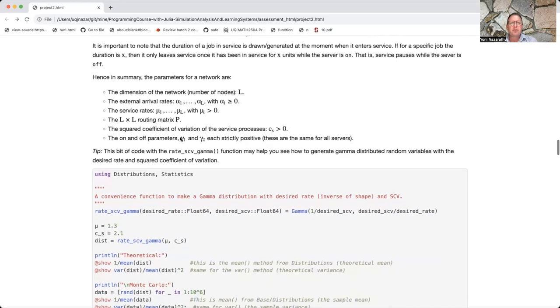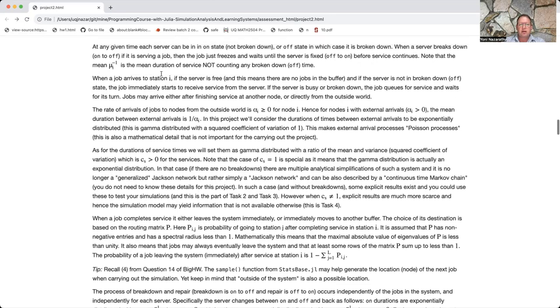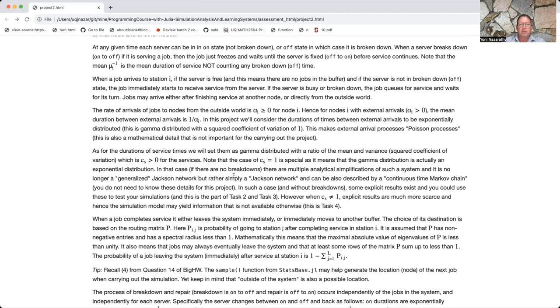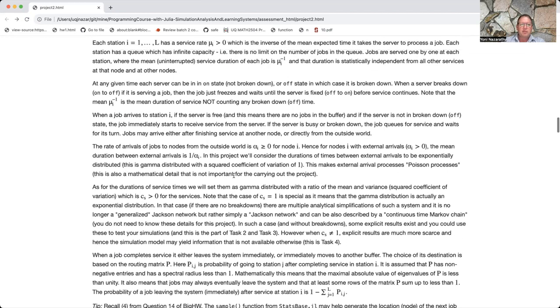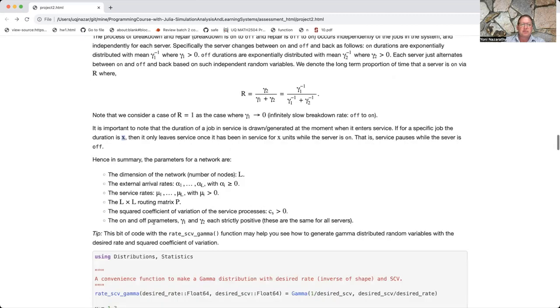It's also important to know that the duration of a job in service is drawn at the moment it enters service. So if a job has just arrived to service, its duration, say X, is then drawn. It's drawn according to a gamma distributed random variable with mean mu i and squared coefficient of variation CS.